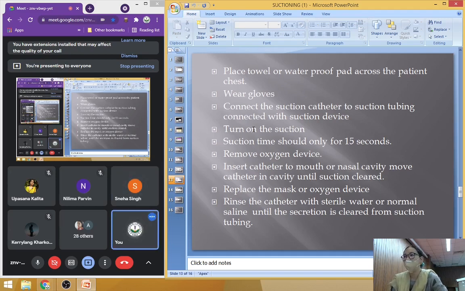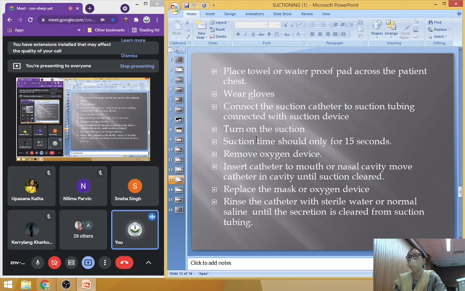So we have to make it fast. When inserting the catheter, keep the suction turned off, and while removing it in a rotatory motion, turn on the suction and take out the secretion. I hope you remember what I am saying. Then insert the catheter into the mouth or nasal cavity. Move the catheter in the cavity until the suction is cleared. Then after that, replace the mask or oxygen device. Rinse the catheter with sterile water or normal saline until the secretion is cleared from the suction.